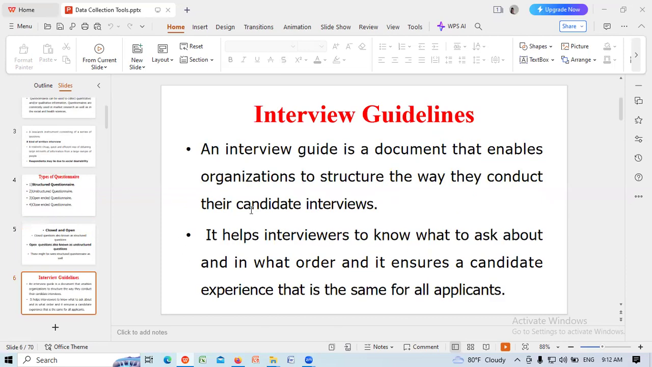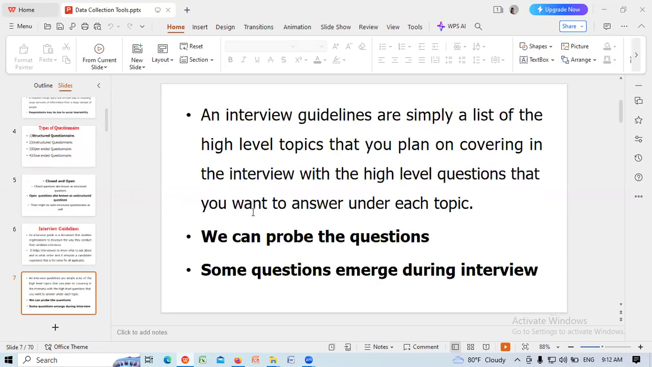Interview guidelines. An interview guide is a document that enables organizations to structure the way they conduct their candidate interviews. It helps interviewers know what to ask about and in what order, and it ensures a candidate experience that is the same for all applicants.